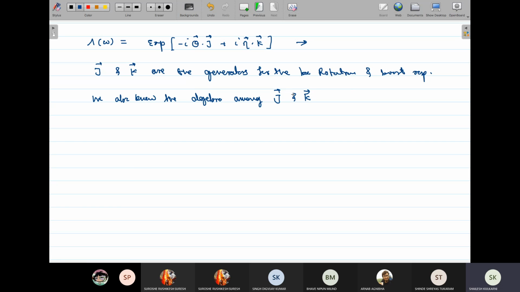So we'll do a linear transformation on J's and K's. But to do that, we should note that this J generator for rotation is Hermitian. However, the generator for boost is anti-Hermitian. How can I say that?